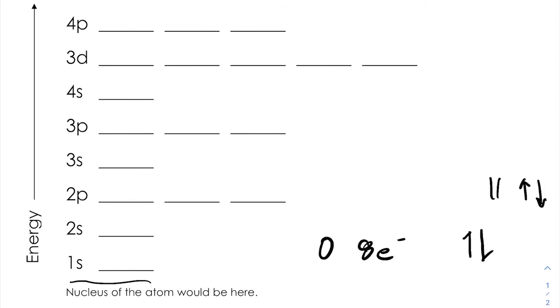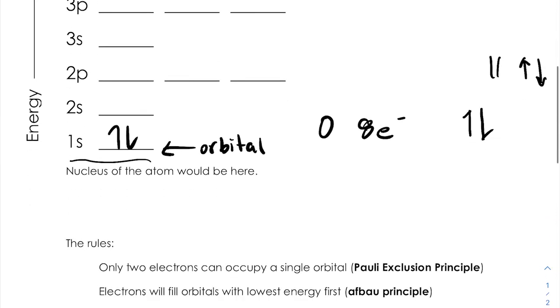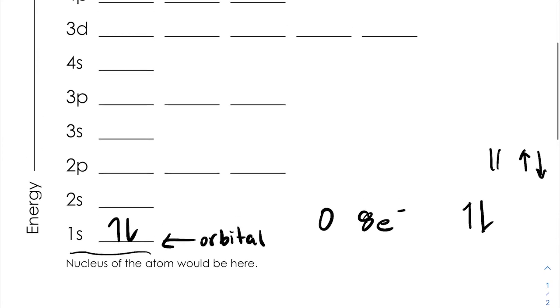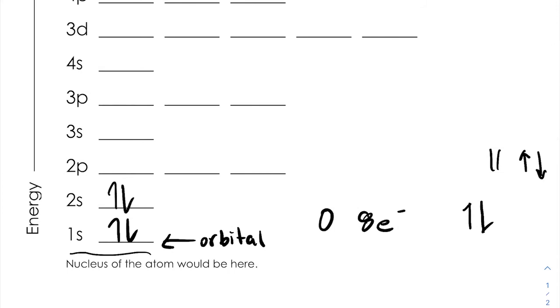But I need to have 8 of them on this diagram. So what you do is you fill from the bottom, and each line here is an orbital. Each orbital can hold 2 electrons. So I've filled in 2 electrons there, and I'm going to keep going. Again, the rules are you fill empty orbitals first, you fill from the bottom, and only 2 electrons per orbital. So starting at the bottom, I've drawn 2. Now I have 4.